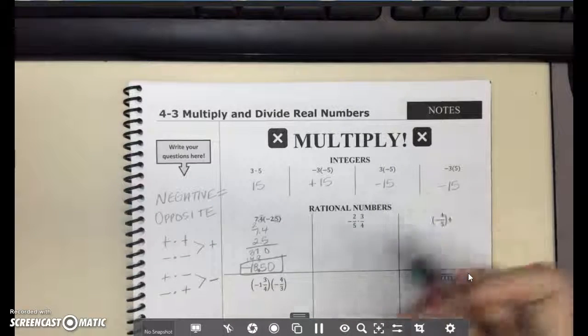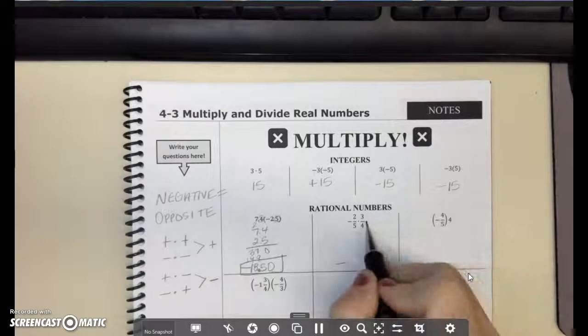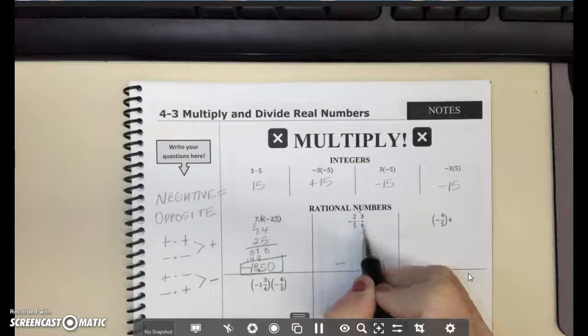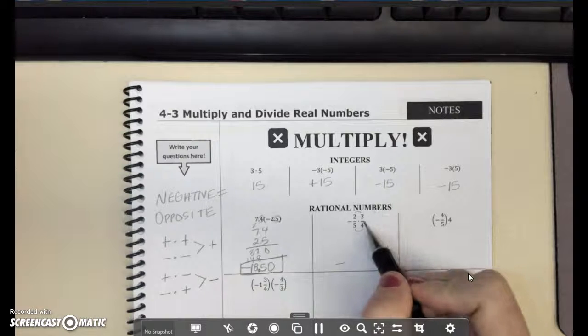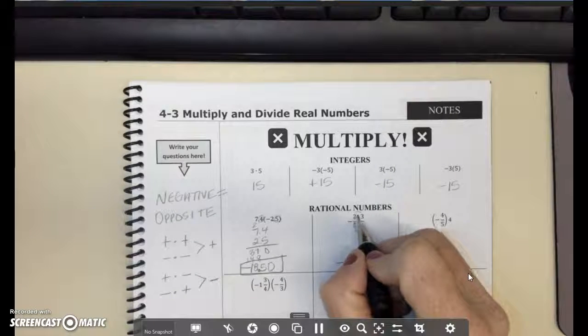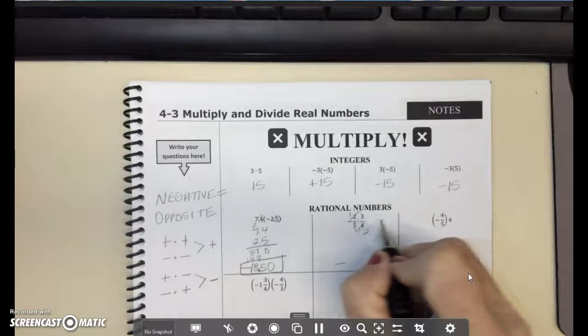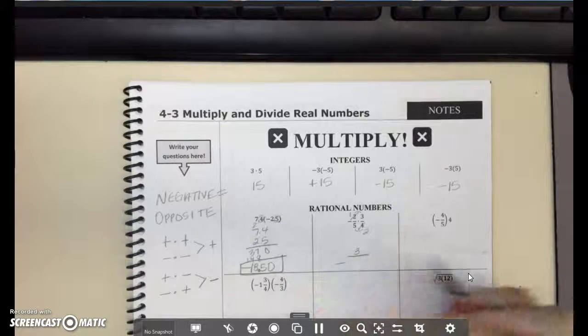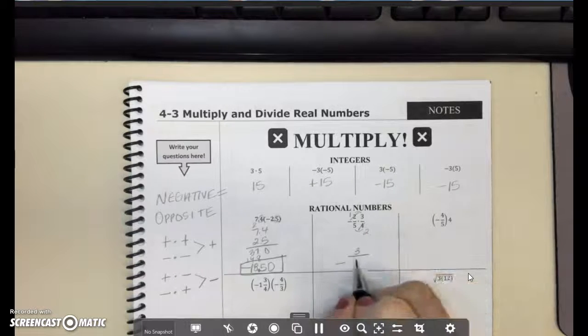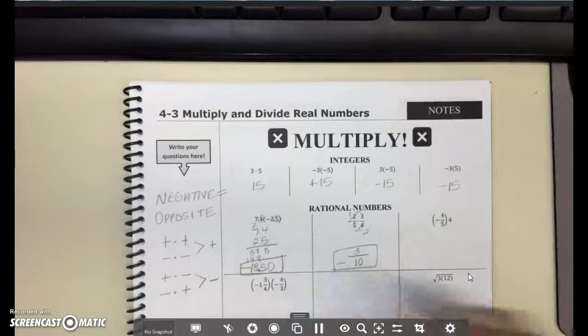I've got a negative times a positive. I know my answer is going to be negative. When I'm multiplying fractions, I can just multiply top to top and bottom to bottom. If I can simplify first, that's always easier. So 2 goes into 2 once, 2 goes into 4 twice. So now I just have 1 times 3 on the top, which is 3, and 5 times 2 on the bottom, which is 10. So my answer is negative 3/10.